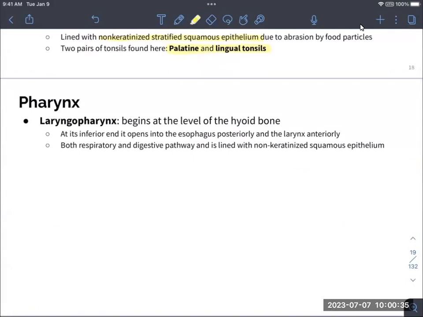And then that laryngopharynx, the last part of the pharynx here. It starts at that hyoid bone, so right at the bottom of your, or the top of your neck, I should say. And it goes all the way down into the esophagus and that larynx, or that front part of that trachea in the front. Again, since it's both respiratory and digestive, we have non-keratinized stratified squamous epithelium in this specific area.